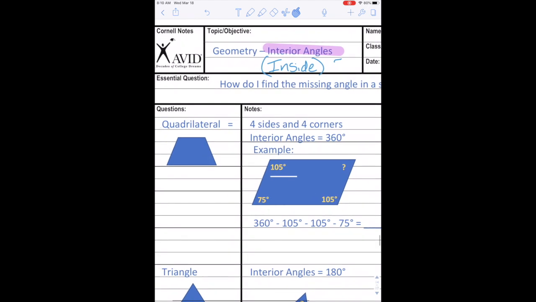There's some important information to know. The first shape that we're going to look at is a quadrilateral. Whenever we have a quadrilateral, all of the interior angles are going to add up to 360 degrees. Whenever there's a 4-sided, 4-cornered figure, that's what a quadrilateral is, 4 sides, 4 corners. All of these angles add up to 360 degrees.